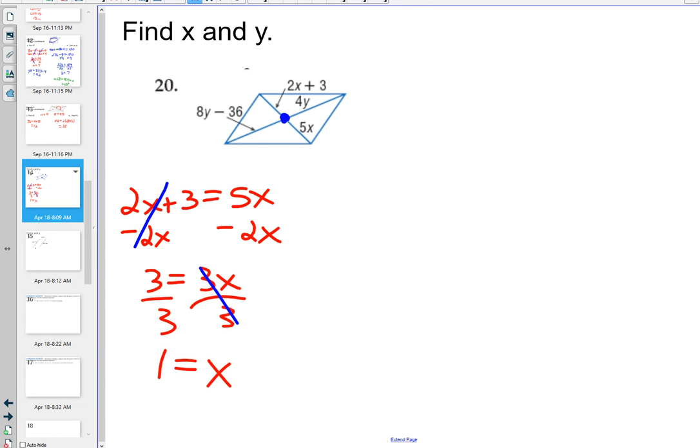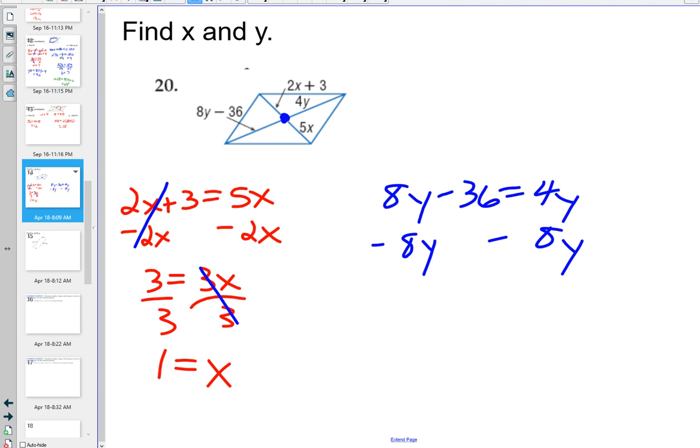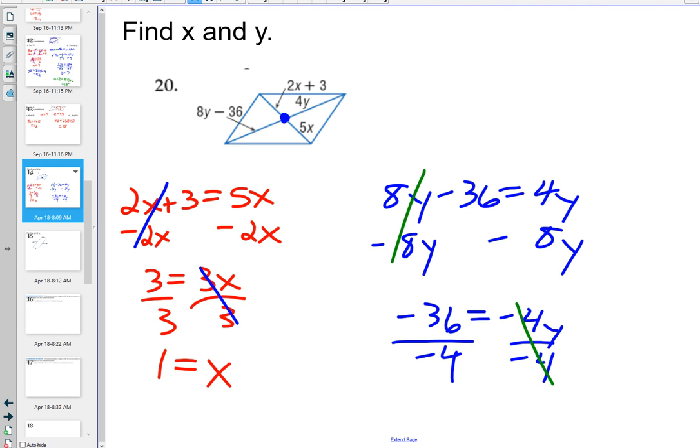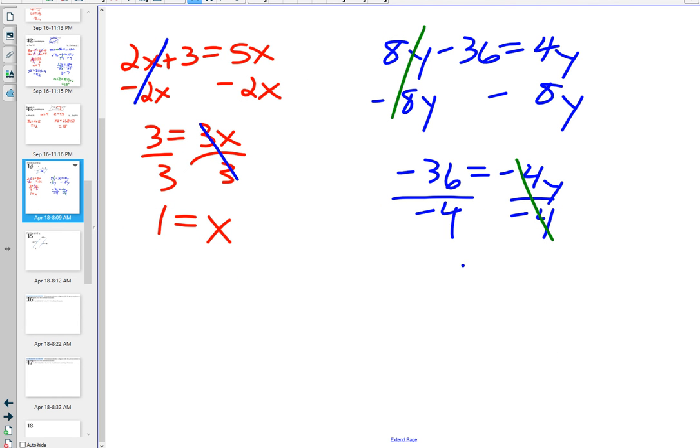That is the midpoint of each individual diagonal. So on your paper, you should have 8y minus 36 is equal to 4y, because that diagonal is also getting cut in half. Each half is equal to each other. I'll just do minus 8y to get all the y's on the same side. So I get negative 36 is equal to negative 4y. Divide by negative 4. All the children rejoice because y is 9.